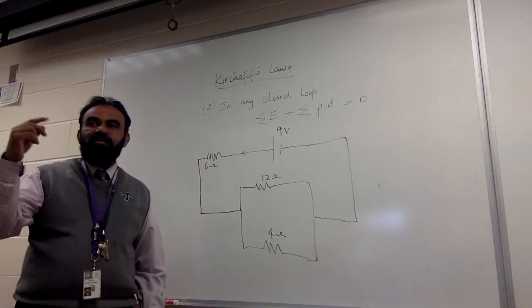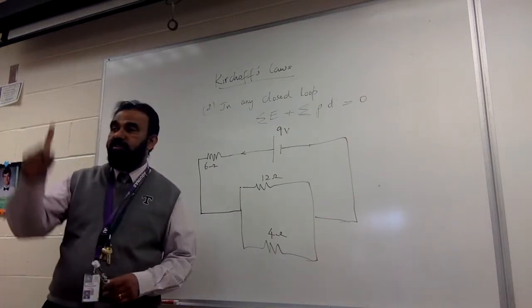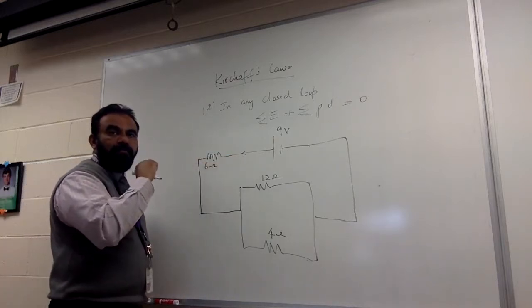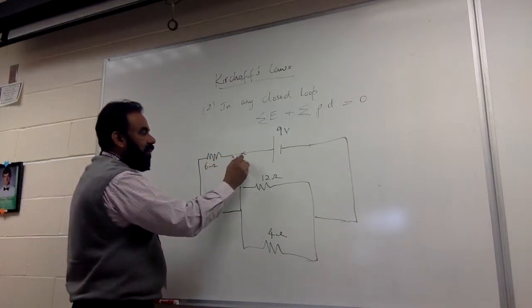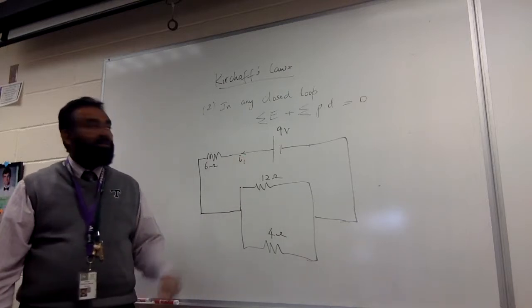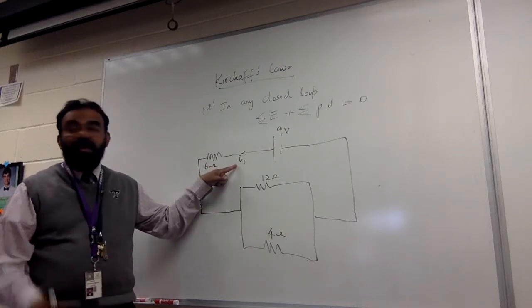So you need to work on at least 2 closed loops to solve this problem. But before that, you have to apply the first law of Kirchhoff. Do you know this current? No? So call it I1. You don't know the current. So the first part of this problem solving is assuming the current directions and current values.